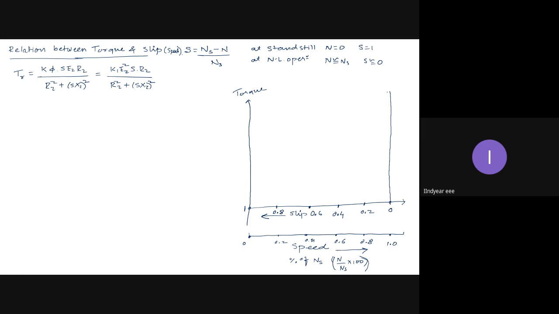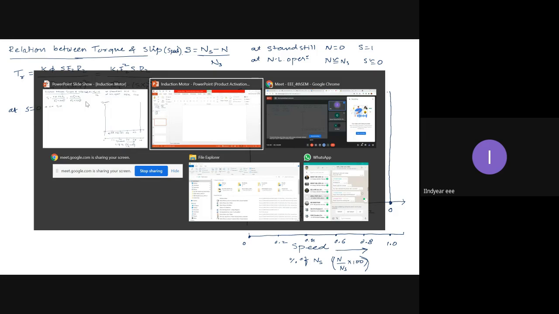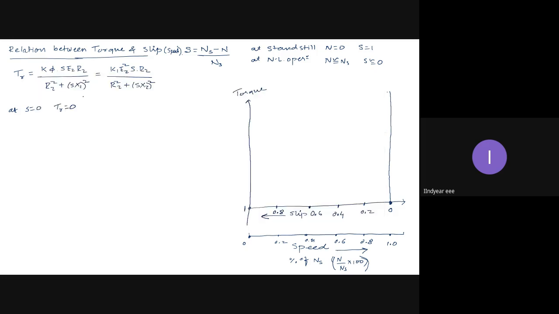Okay. So when a machine is at no load, the running torque developed... When ns is equal to n, the slip is 0. Therefore, torque is 0. At s equals 0, my TR is equal to 0 because s is there in the numerator of the equation. Therefore, the torque developed becomes 0.